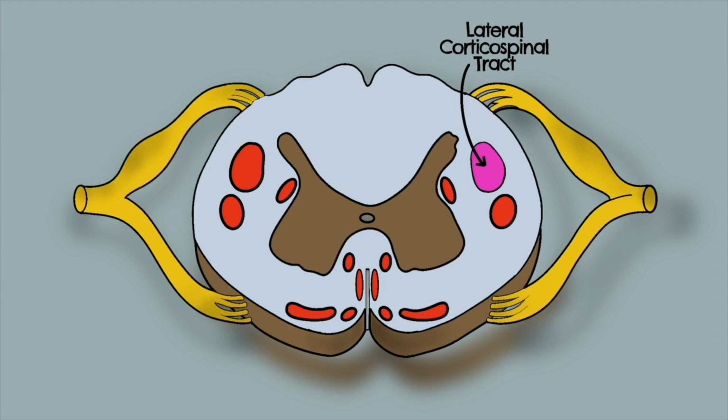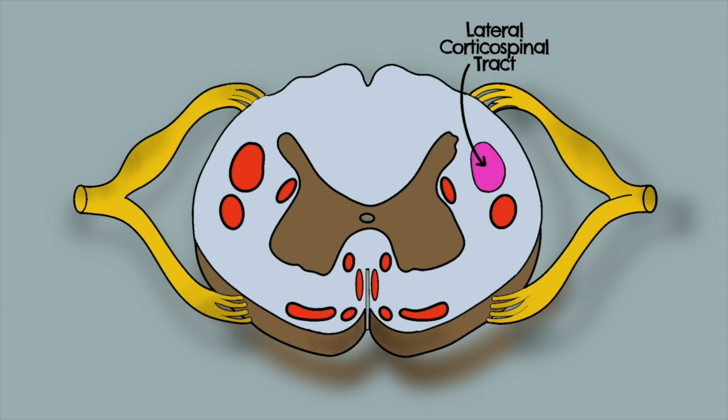The lateral corticospinal tract consists primarily of primary motor neurons, concerned with the control of voluntary, discrete, skilled movements, especially those of the distal parts of limbs. These fibers decussate at the level of the pyramids in the medulla and comprise 85% of the corticospinal tract.